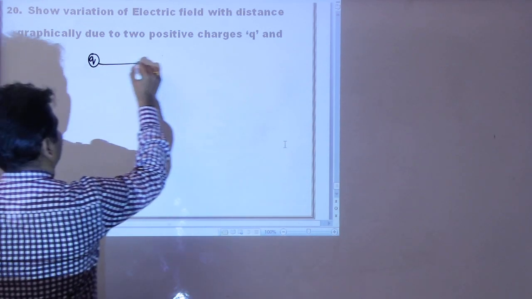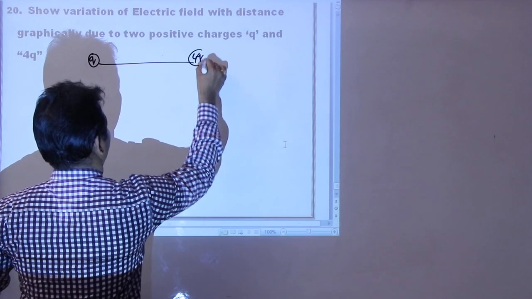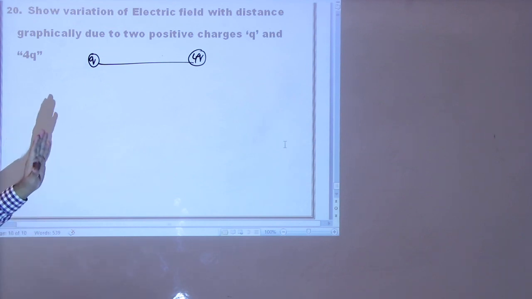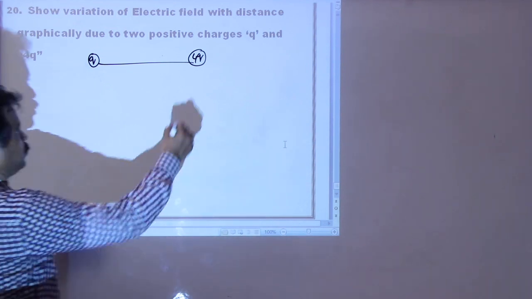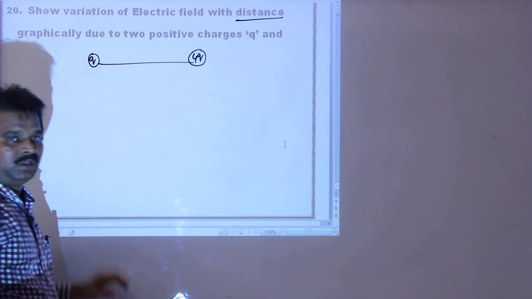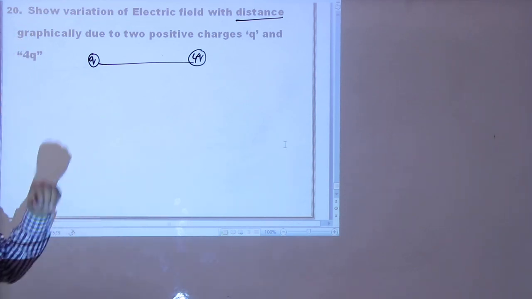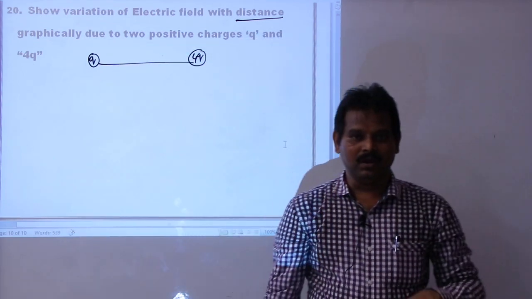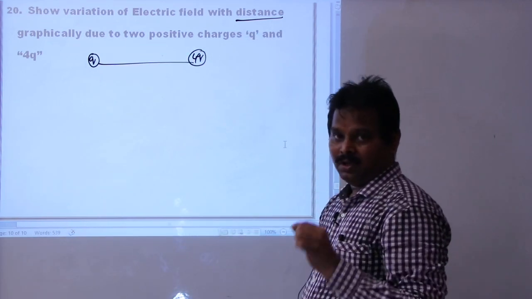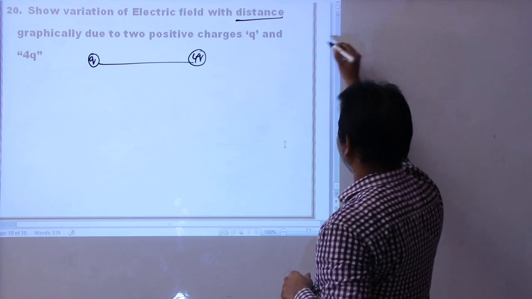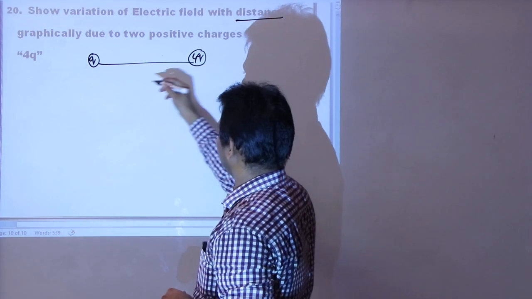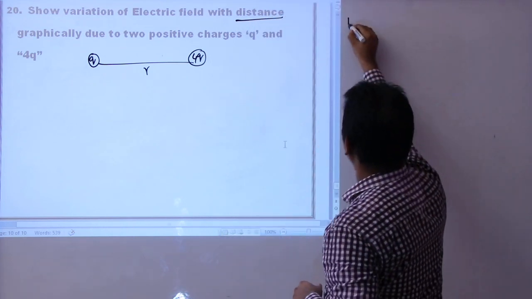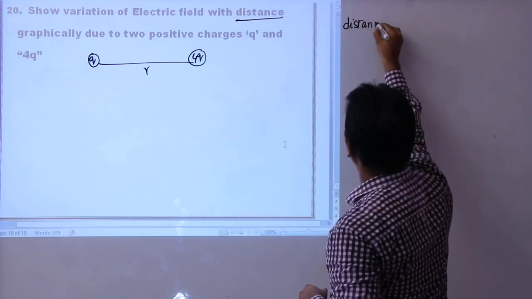Here, 20th problem: show the variation of electric field with distance graphically due to two positive charges q and 4q. So let me take this as q and this is 4q, and they are separated by some distance. Now how will the electric field change with the distance between these two? We know that for two positive charges the electric field will be 0 somewhere between these two points. So let us say the distance between these two is r.